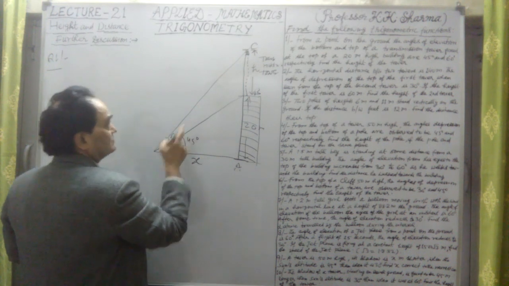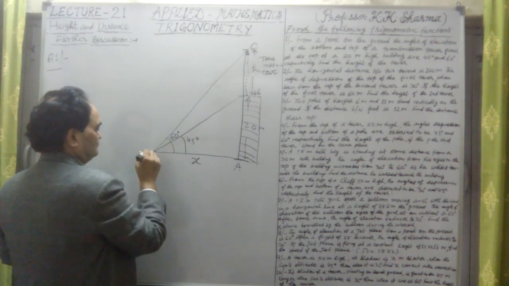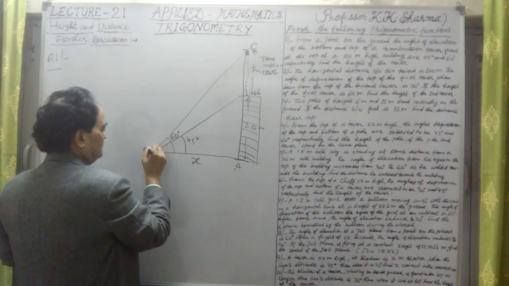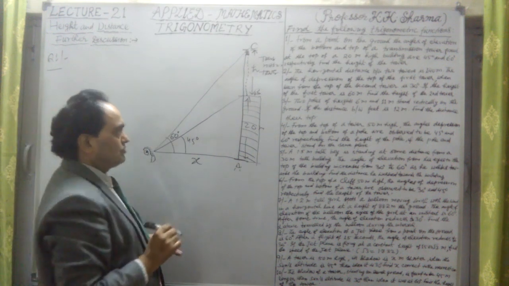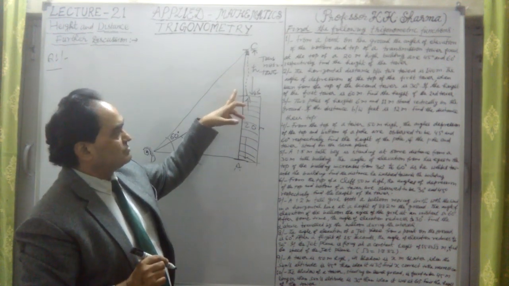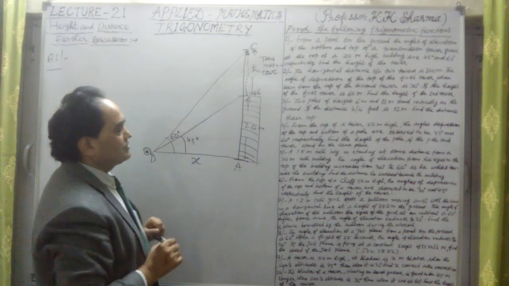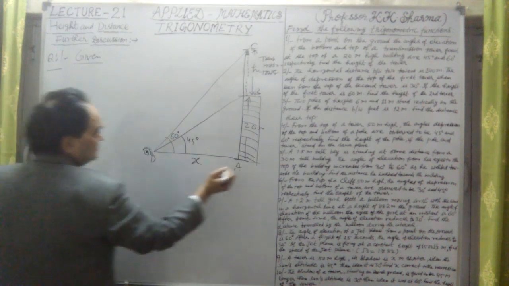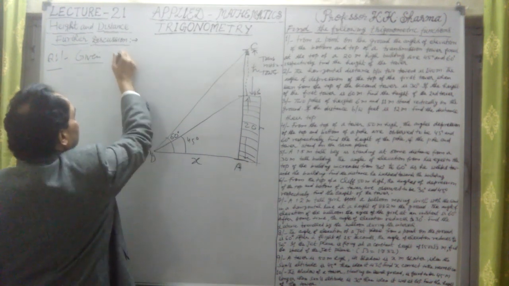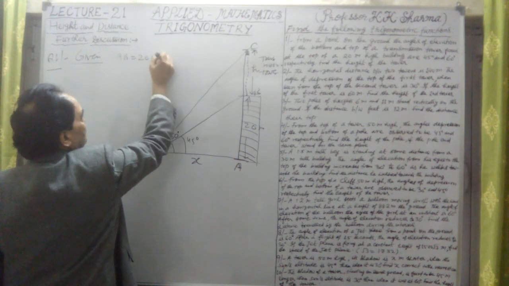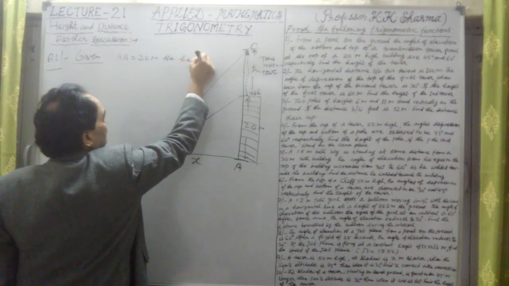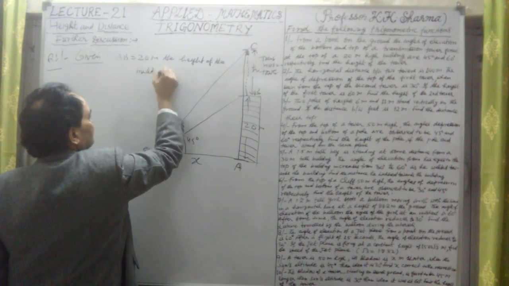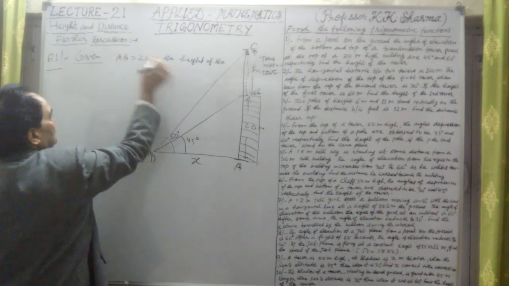Now let me take this with x here, A, B, C, D. Let me take D as the point of vision. From here we are watching towards the top and bottom of the transmission tower. The height of the transmission tower is to be calculated. What is given to us? AB is the building. AB is equal to 20 meter. The height of the building is given to us. This is AB, which is given as 20 meters.